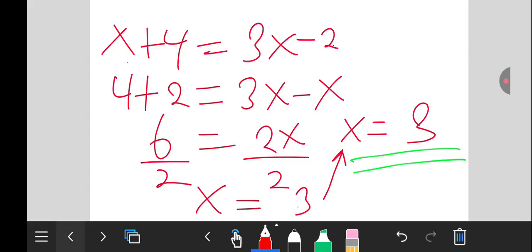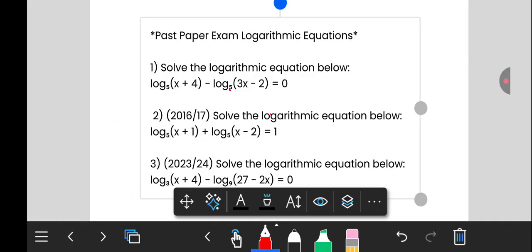Let's move on to the next question. The next question we have is from the 2016-2017 exam. Solve the logarithmic equation below: log of x plus 1 base 5 plus log of x minus 2 base 5 is equal to 1. Okay.